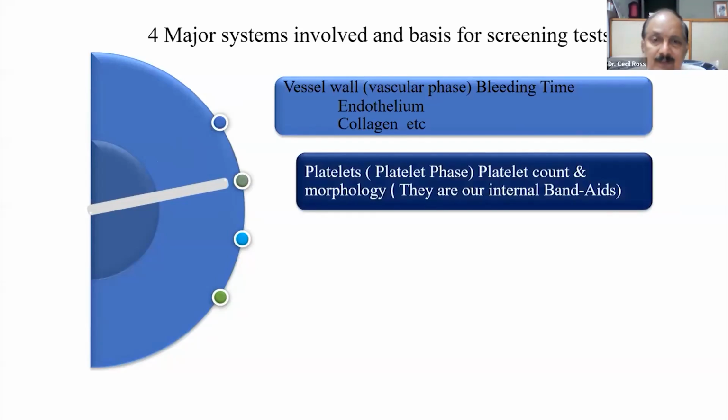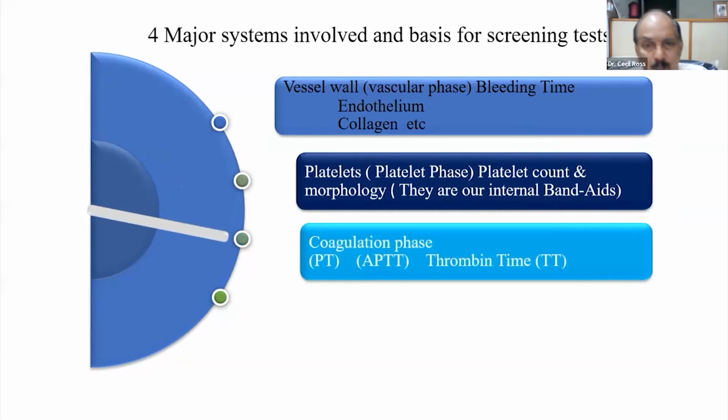The next stage is the platelet phase. The important screening tests here are platelet count and morphology. They are like an internal band-aid. When there is a vessel wall injury, they just go and put a band-aid there so that bleeding stops. They are internal band-aids. So you have to do a platelet count and platelet morphology.